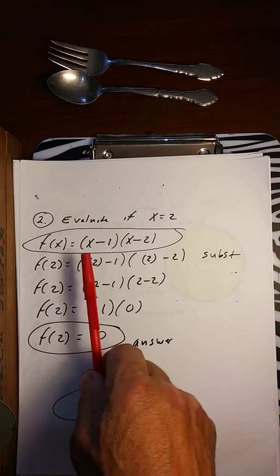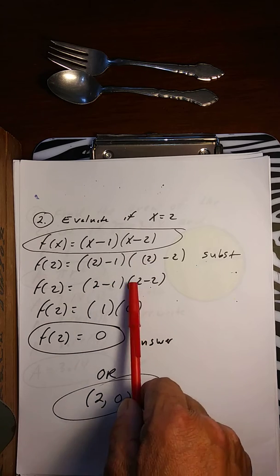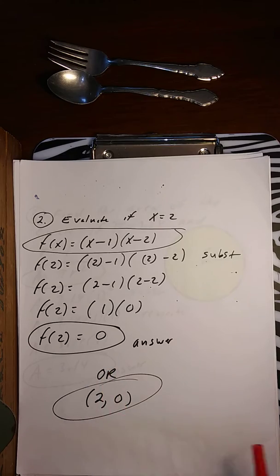Evaluate if x equals 2. It's a function. Put a 2 in there, 2 in there. 2 minus 1 is 1, 2 minus 2 is 0, 0 times that is 0. So 2 comma 0 is another way to write it.